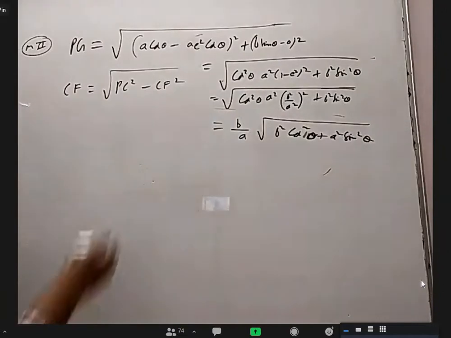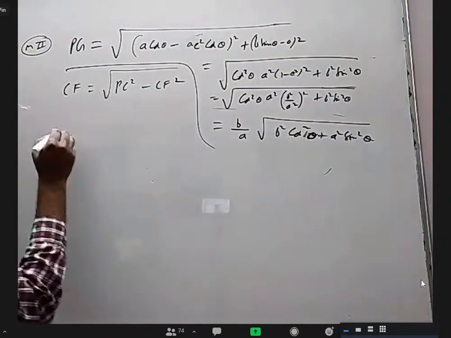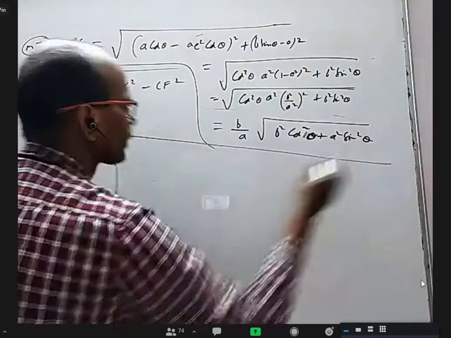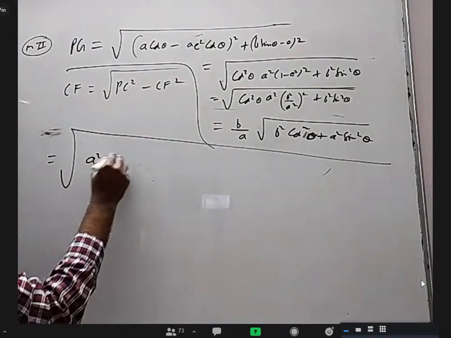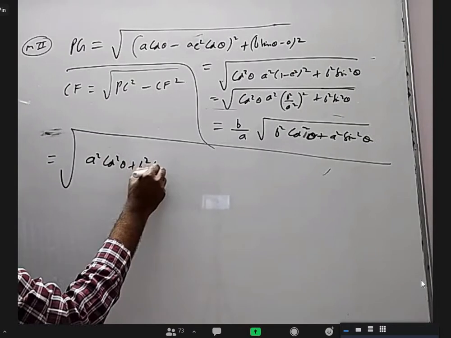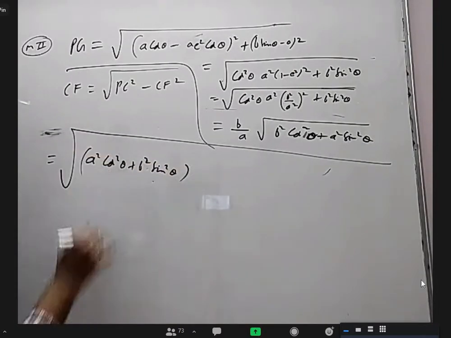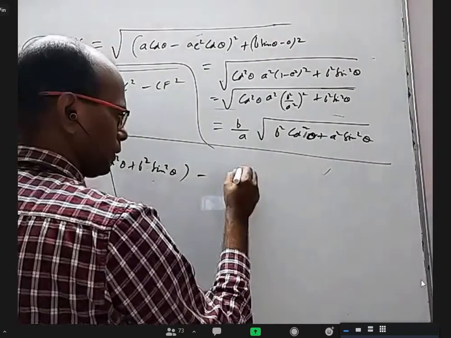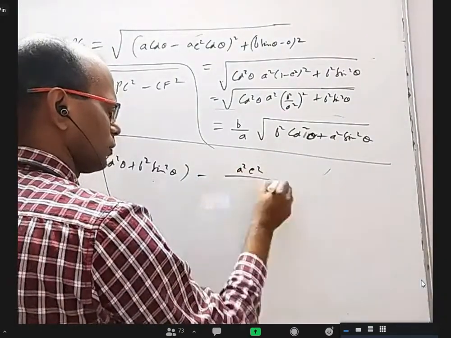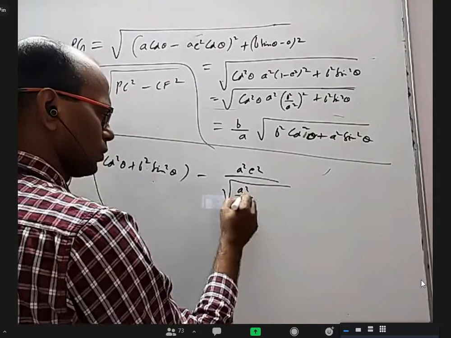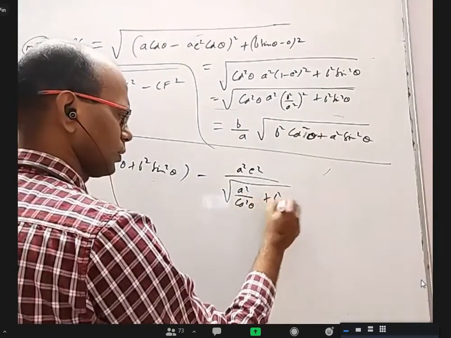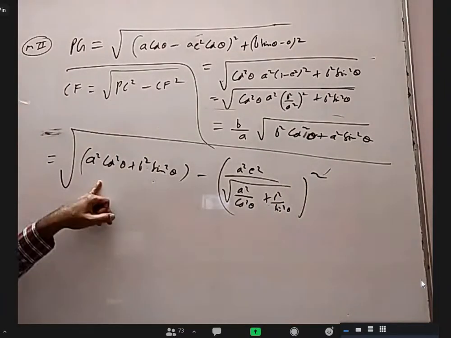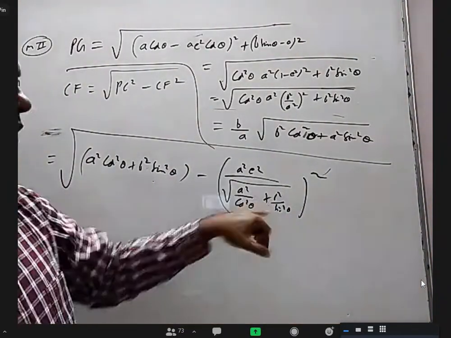Leave it like that. Coming to this, PC square is A square cos square theta plus B square sin square theta. CF is A square E square by root over A square by cos square theta plus B square by sin square theta whole square. This is a distance from origin to P. This is a perpendicular distance from origin to the normal.